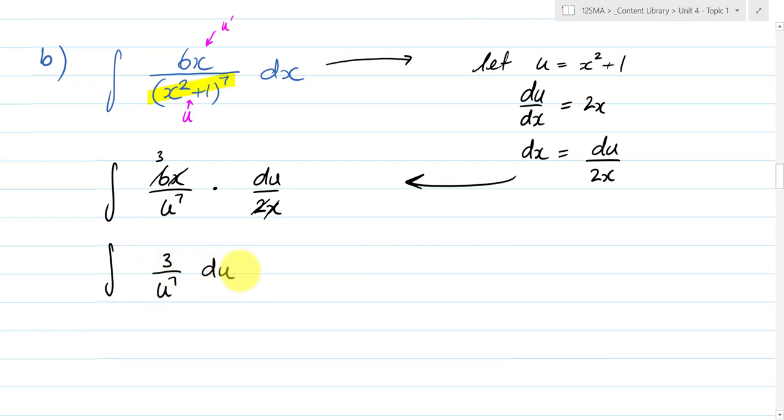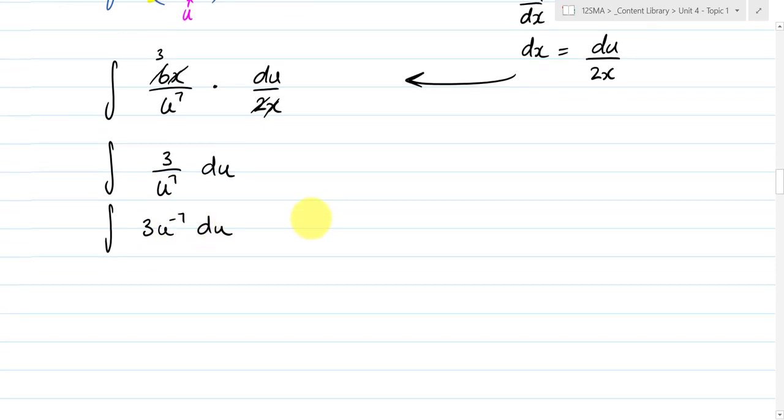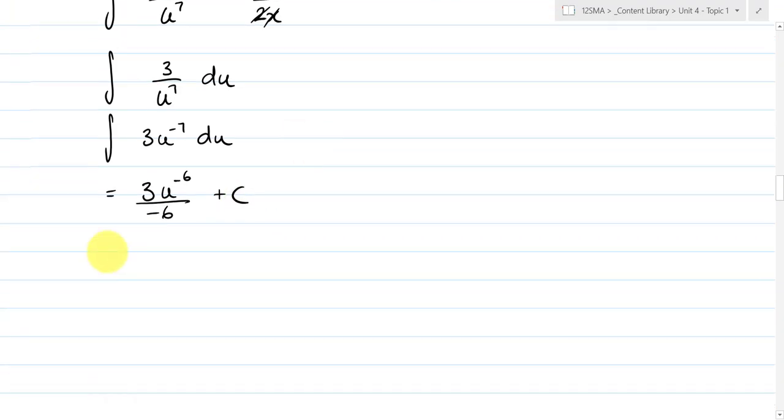Now this is going to be quite easy from here, but I actually said earlier I was expecting to get a log because I had that 1 over. I'm not actually going to get a log, so I misspoke there, but it's still definitely worthwhile having an idea in your head what you expect to get. So I can write this as a negative power, which of course means that I now get 3u to the power of negative 6, so I raise it by 1, divide by negative 6, and I add a c to that. Now I just have to do that substitution back out.